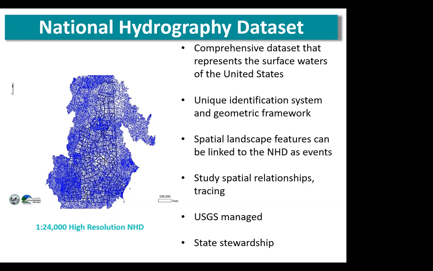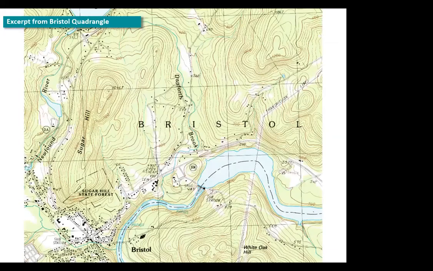So all of our stream crossing points that we assess, as a for instance, can be placed on this network as events. And the NHD allows you to do tracing. If you have a specific question and you want to know what features are upstream of there, and you have them linked to the NHD, you can do tracing functions to identify what's upstream, what's downstream, and what's the summation of different features upstream and downstream. We manage this as a stewardship agreement with the United States Geological Survey.